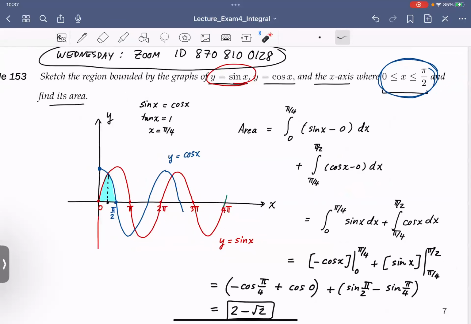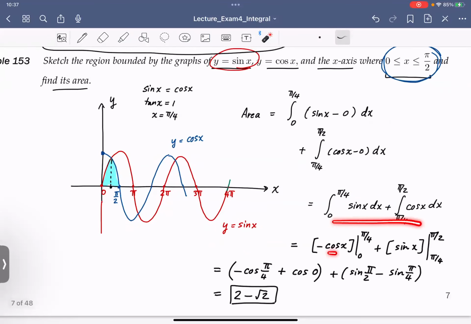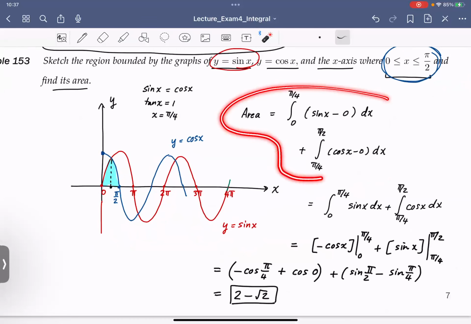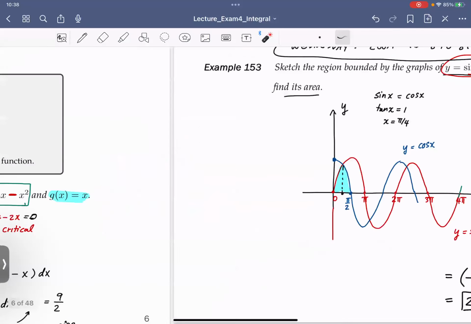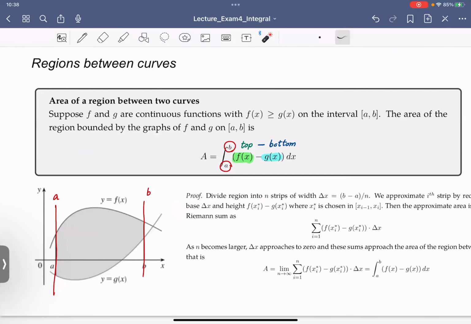And once you set up the area, the remaining part is just the basic integration as you learned before. So the new part that you're going to learn in this chapter is how to set up the area. Later on, you're going to set up the volume as well, okay? So what you learned last time is that if you have the region R, you can compute the area by integrating from a to b, using the top function minus the bottom function.